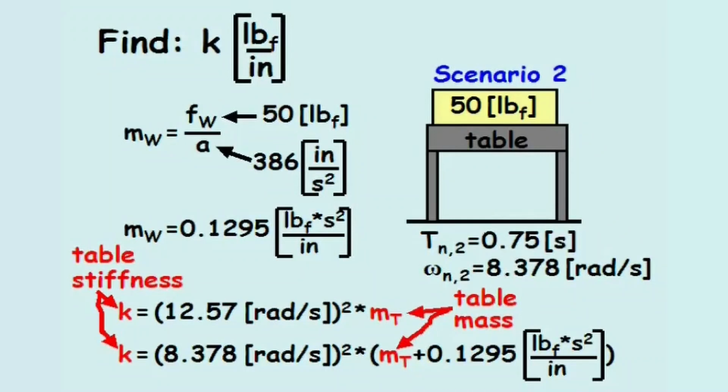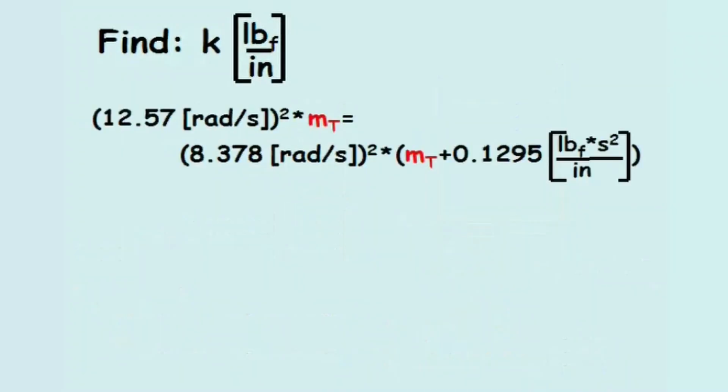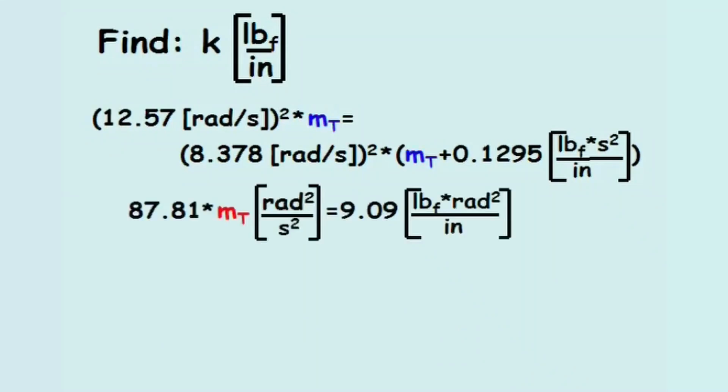If we set the right-hand side of these two equations equal to each other, we can solve for the mass of the table, m sub t. And after a couple lines of algebra, we find the mass of the table equals 0.1035 pounds force seconds squared per inch.